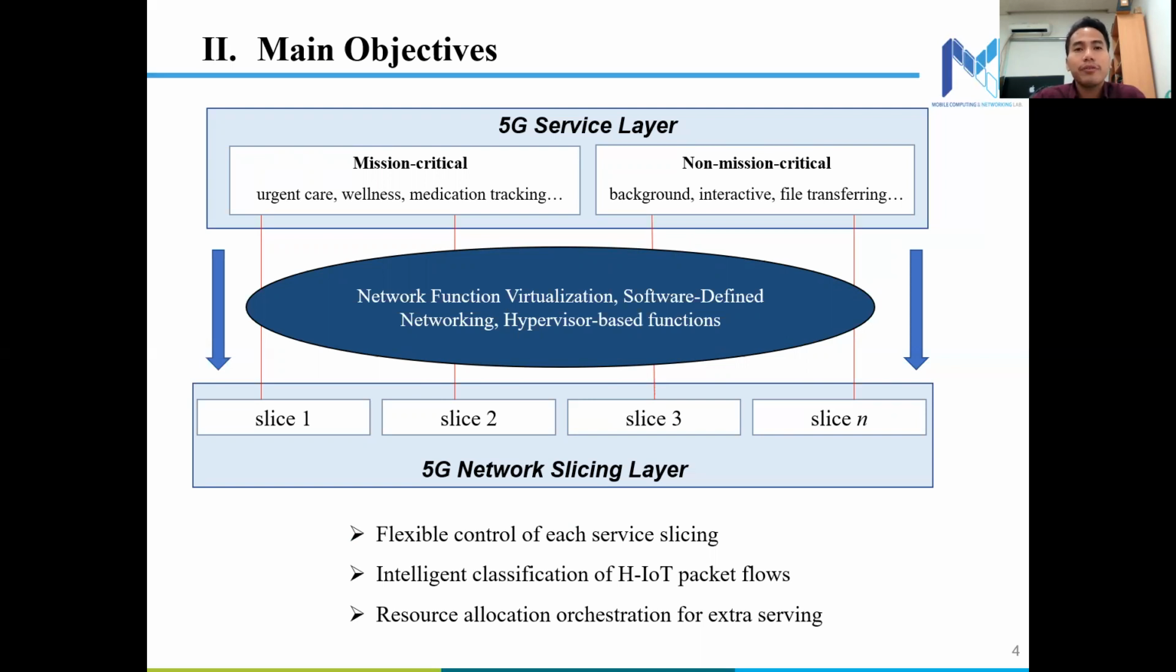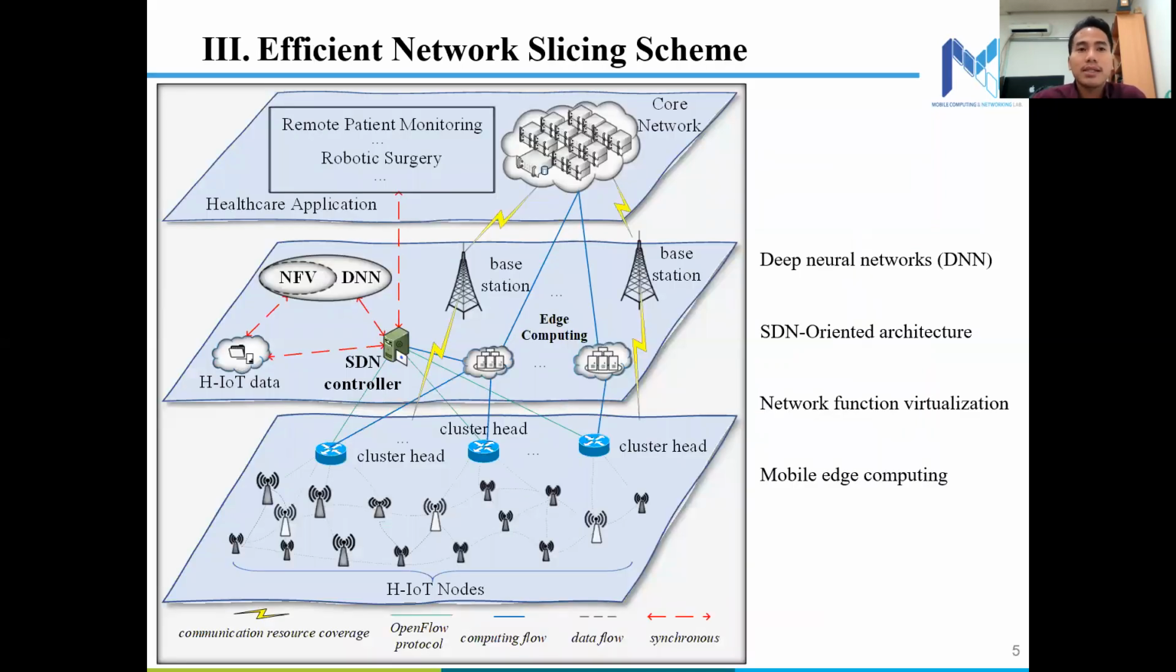Significantly, the main objective is to output the virtualized slicing in the 5G network slicing layer by processing the network function virtualization, software-defined networking paradigm, and hypervisor-based function. And how we can apply those enabler technologies in our project will be presented in the next section, which is the efficient network slicing scheme.